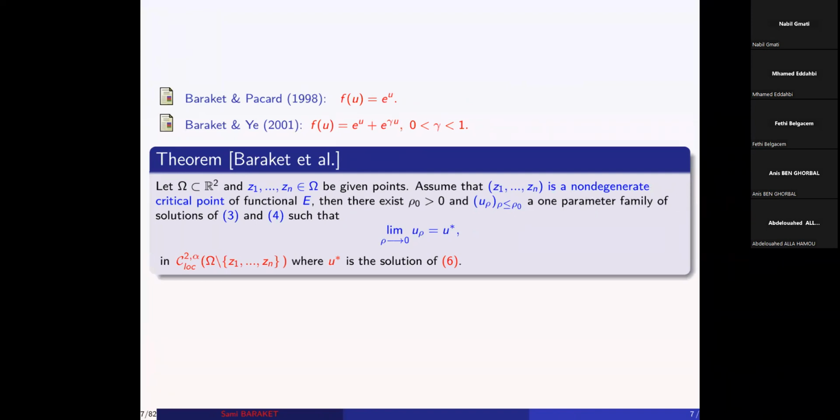The first time in collaboration with Frank Pacard, and the second time in collaboration with Dang, we were interested in the inverse problem, which is the following: given z1, ..., zm critical point of the function E, can we construct a family of solutions u rho, which converges as rho tends to 0 to the limit function u star given by the points z1, ..., zn fixed in the beginning? We give a positive answer in the case of nonlinearity exponential u, and the case of nonlinearity dominated by exponential u, as a classical model is f(u) = exponential u plus exponential gamma u, with gamma between 0 and 1.